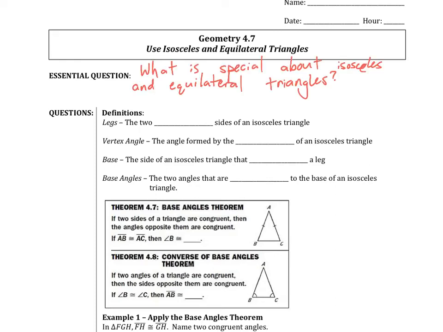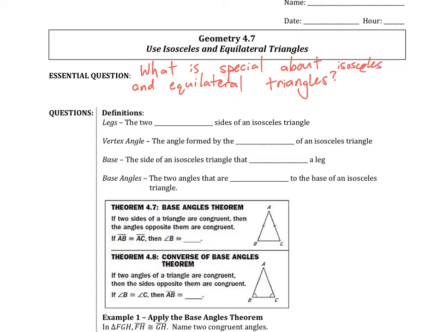Section 4.7, we start talking about uses of isosceles and equilateral triangles. Our essential question is, what is special about isosceles and equilateral triangles? There are a couple different theorems and a couple of things we can prove and use with isosceles triangles and equilateral triangles that we cannot do with just any old triangle. So let's start with some definitions.